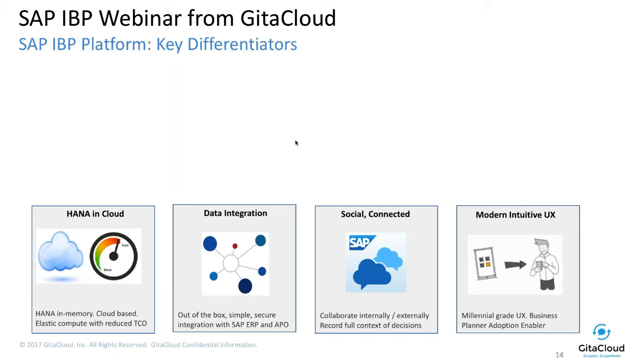Before jumping into the IBP scenario and the demo, I'd like to briefly cover what differentiates the IBP platform, right? Having seen it from the baby stage, inception, and working with customers, I think these are the 4 key pillars that differentiate SAP IBP. One is in-memory, HANA in-memory, and in cloud. So you get the performance at a reduced TCO, which is a key differentiator. And the next pillar is data integration. So IBP can connect to your existing SAP assets, right? This is because you have investments in existing SAP assets. So this integration is another key pillar.